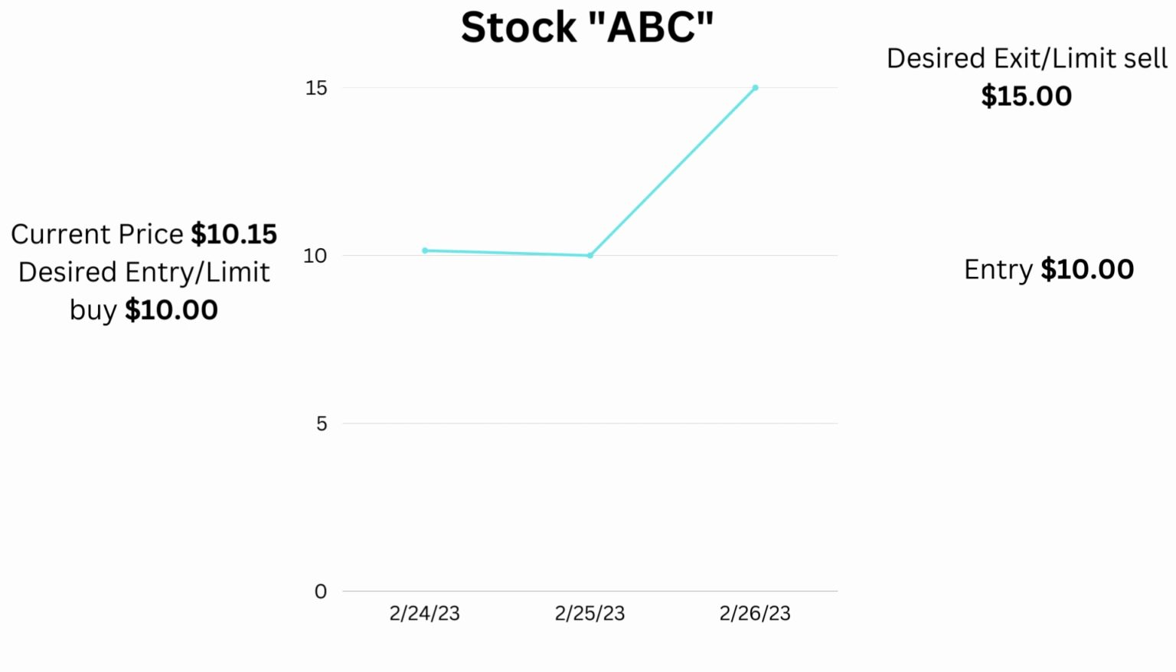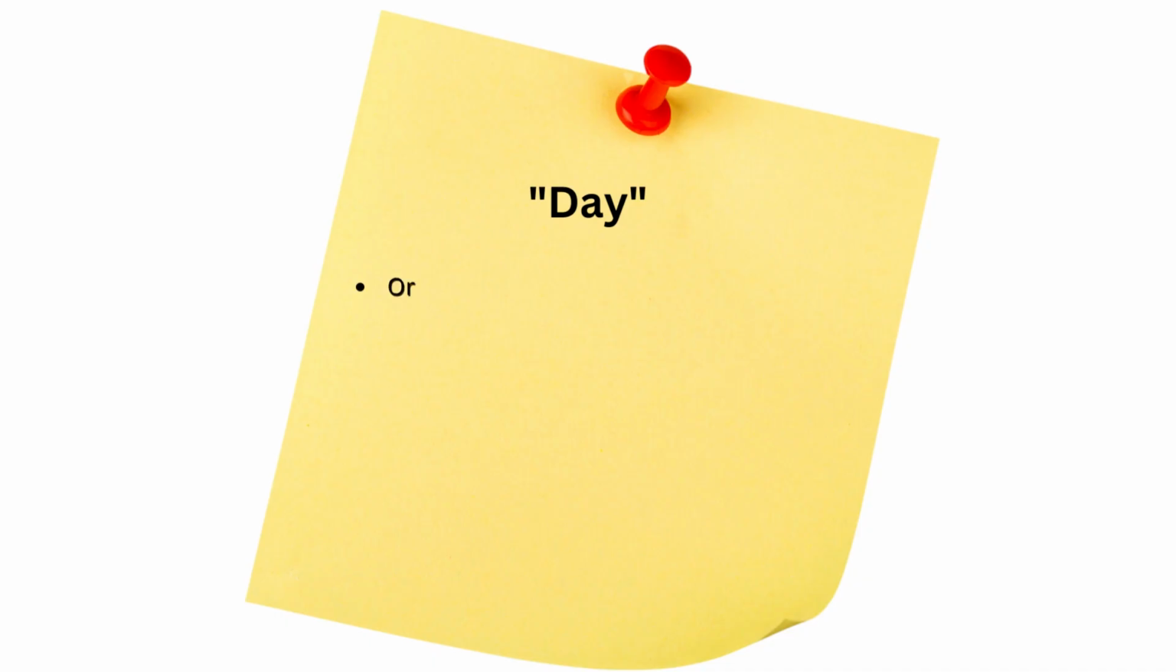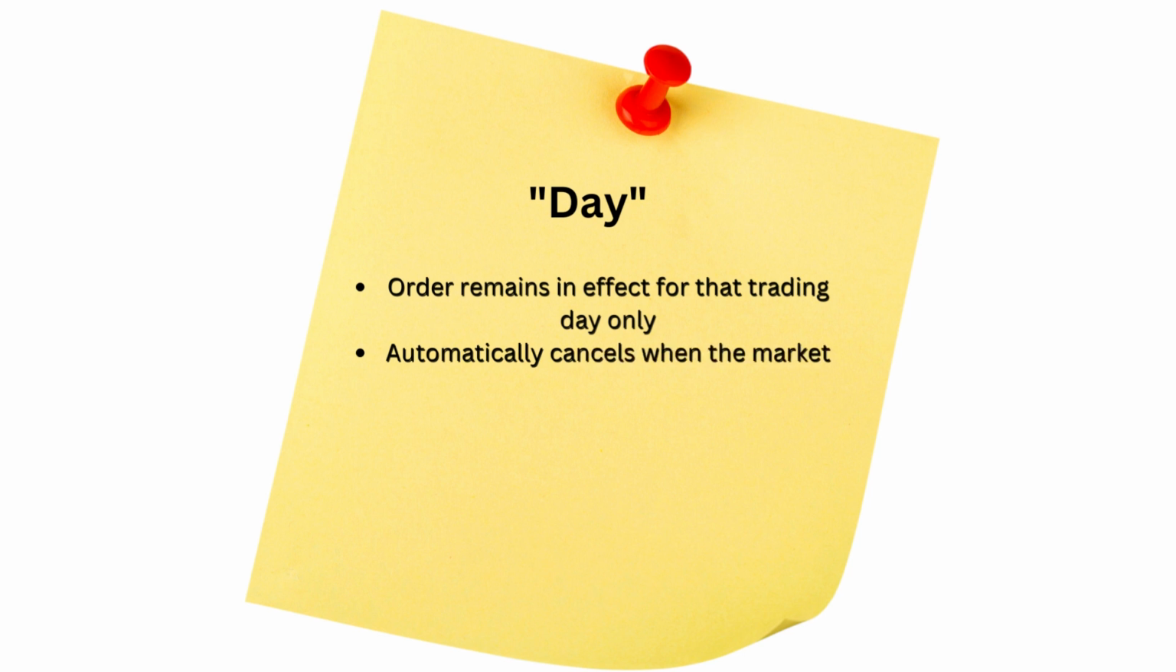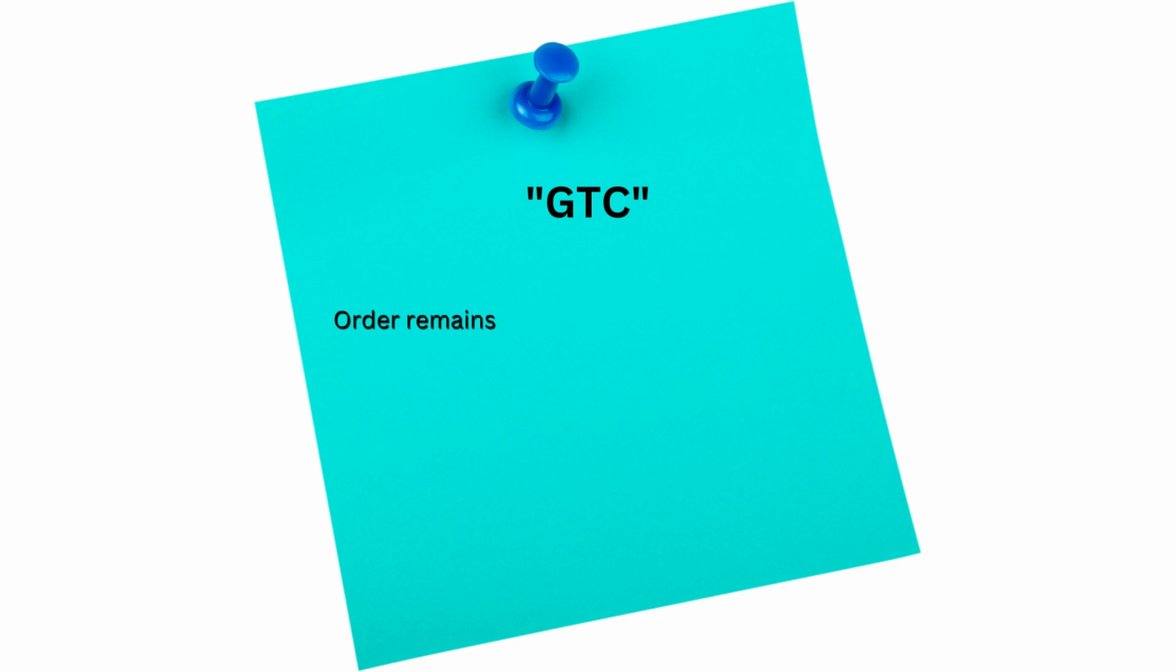Now, keep in mind with these limit orders, you have the option to choose between day or good to cancel, which is also known as GTC. Day means that the order will remain in effect for only that trading day and will automatically cancel when the market closes. GTC means the order will remain in effect until it is executed or until you cancel it.